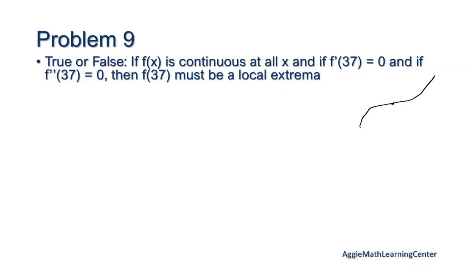But in any case, we can't say what it is. Since our second derivative is equal to 0, inconclusive. We know nothing. Back to square one. It's kind of a bummer, but yeah. So we don't know. So f of 37 must be local extrema? No, that's false because we don't actually know if it is or not.